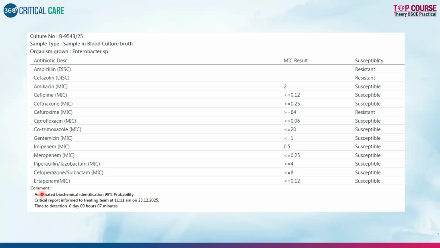I'm sorry, there's a lot of background noise. Okay, you told it's a blood culture organism. There is susceptibility to a lot of antibiotics here. So what is this organism which is grown? Enterobacter species. Okay. Gram negative. Enterobacter comes under what class of species or resistance mechanisms? What are we worried about this pathogen?